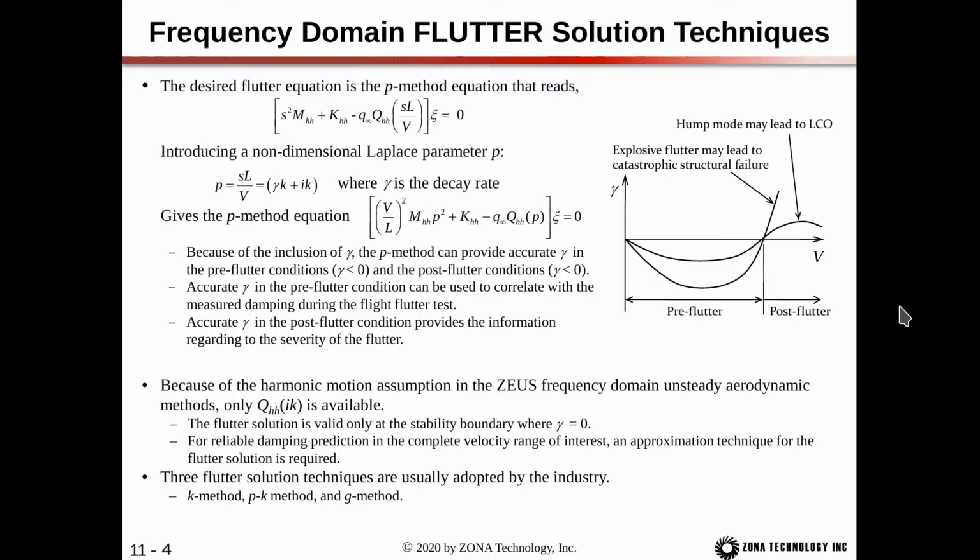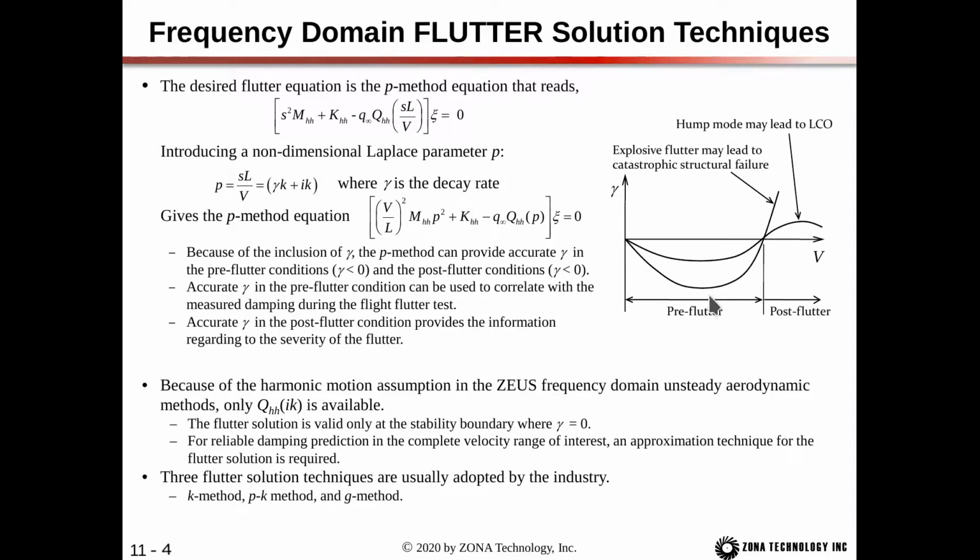Now, because of the inclusion of gamma, the P method can provide accurate gamma in the pre-flutter condition, where gamma is less than 0, and the post-flutter condition, where gamma is greater than 0. This should be gamma greater than 0. And then accurate gamma in the pre-flutter condition can be used to correlate with the measured damping during flight flutter test. And accurate gamma in the post-flutter condition provides information regarding the severity of the flutter.